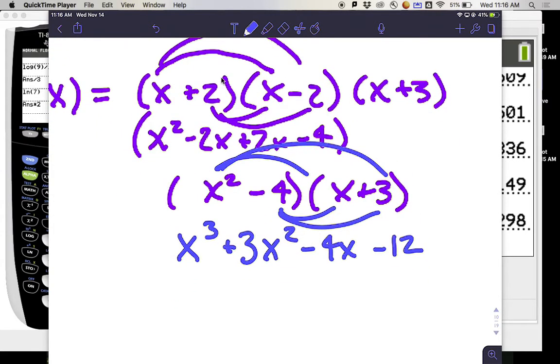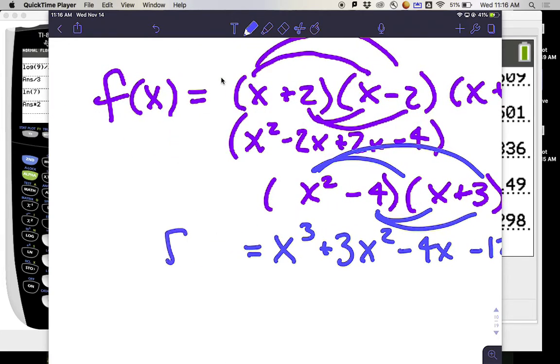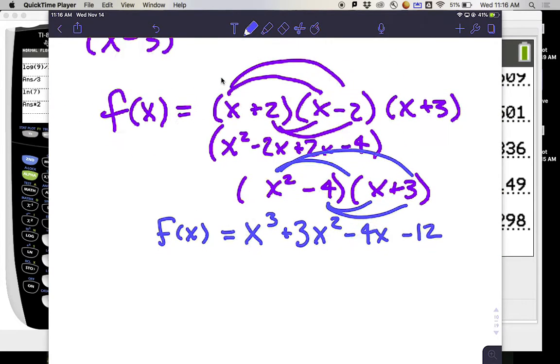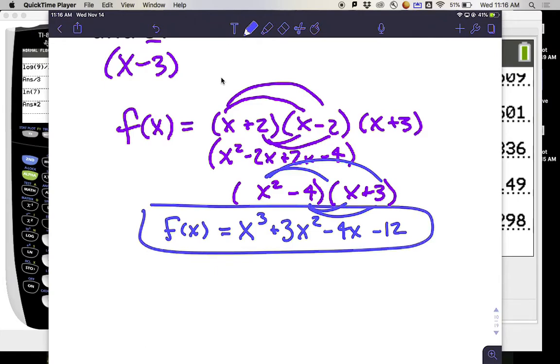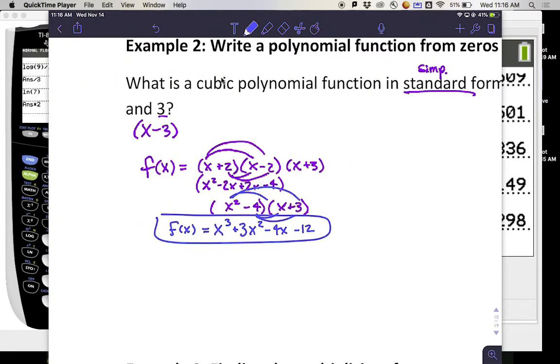And then actually you can't simplify this, so this is your polynomial function right here. This is all done right there. That's taking zeros and making a polynomial function that goes through them all.